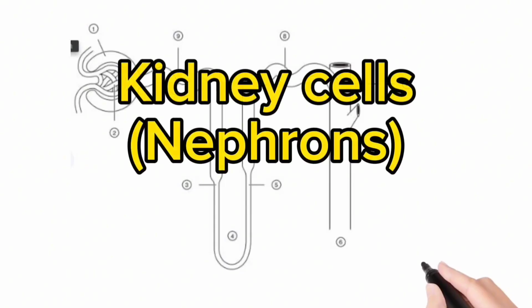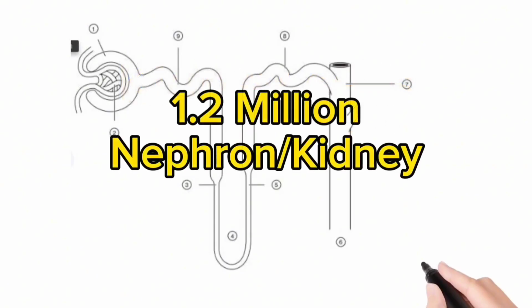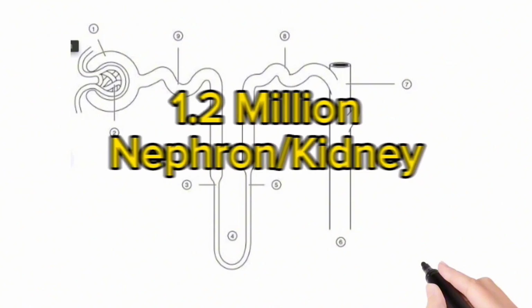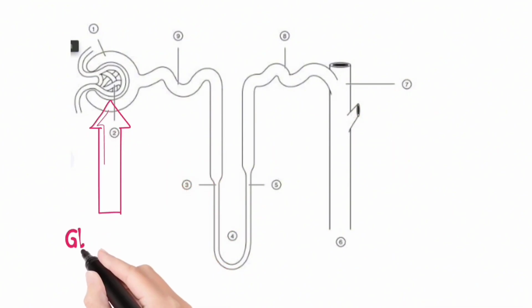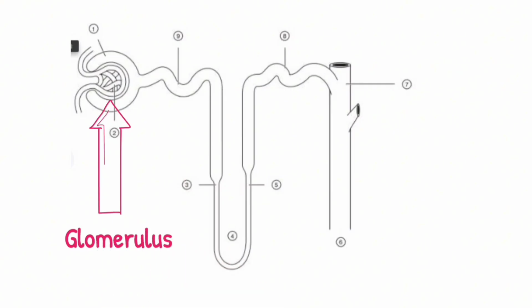It's called the nephron, and it's the basic functional unit of the kidneys. There are about 1.2 million nephrons in each kidney on average. The nephron is composed of two parts. The first is the glomerulus, and the glomerulus does something we call filtration. It turns blood flowing to it into a pre-urine, or what we call a filtrate.